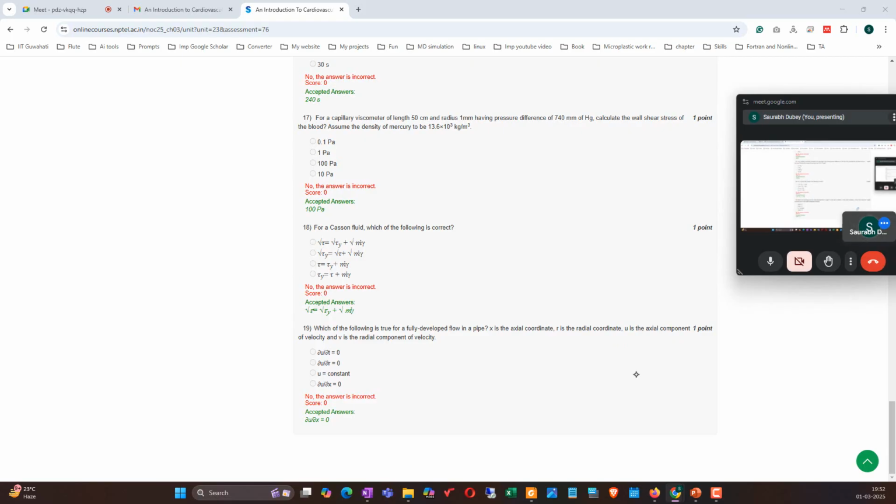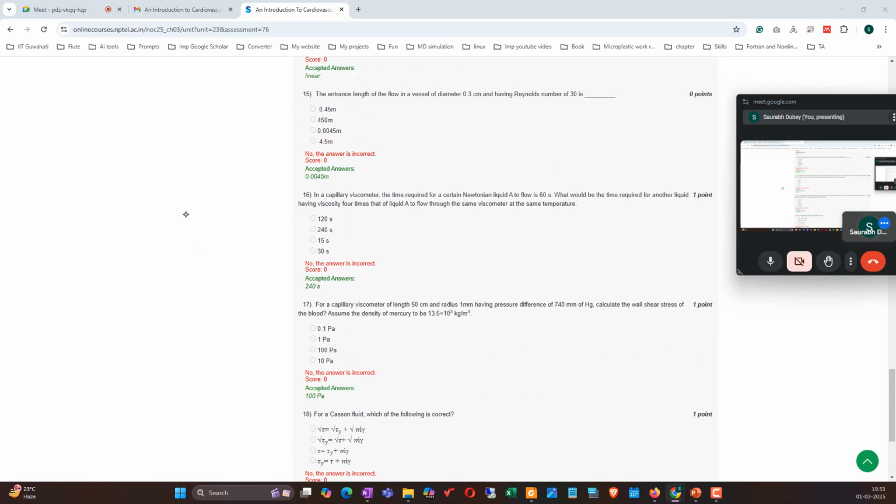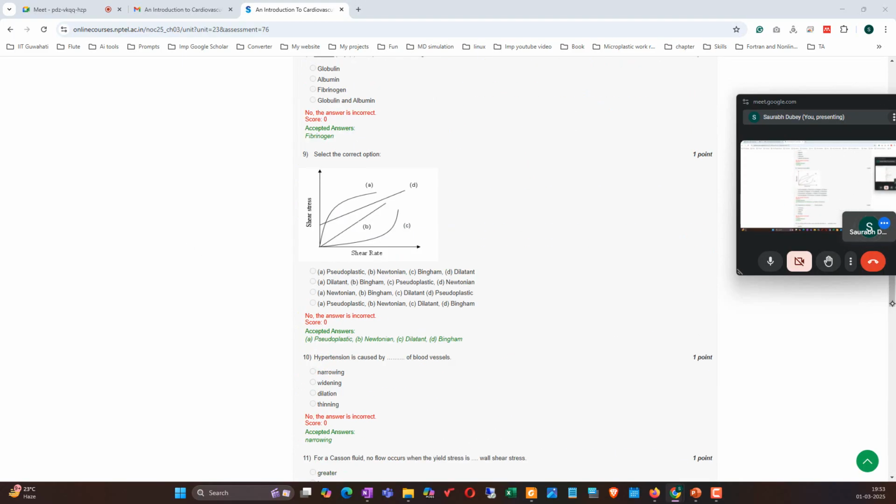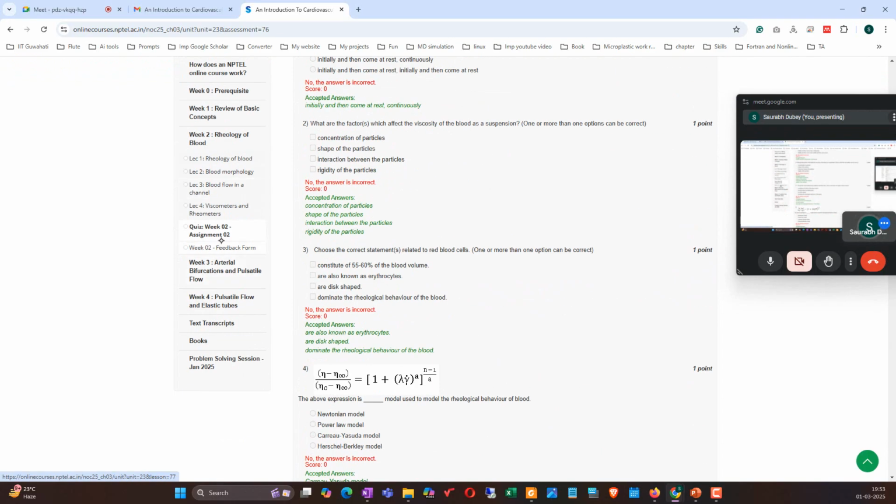flow in the pipe? X is the axial coordinate, R is the radial coordinate, U is the axial component of the velocity, and V is the radial component of the velocity. And if you see this, del U by del T equals 0, del U by del R equals 0, U constant, del U by del X equals 0. So for fully developed flow, you know that with X there will not be change in the velocity. So for any cross section, the velocity remains the same for the given streamline, right? So that is it. So this was the week 2.